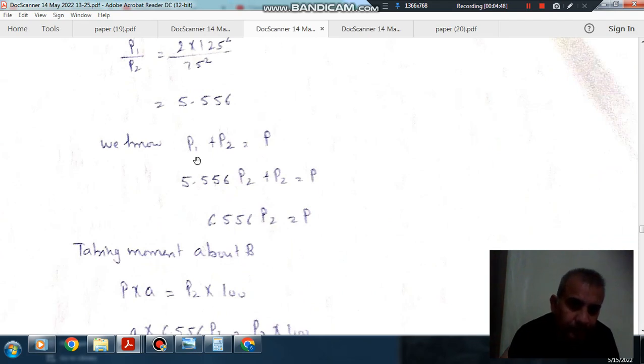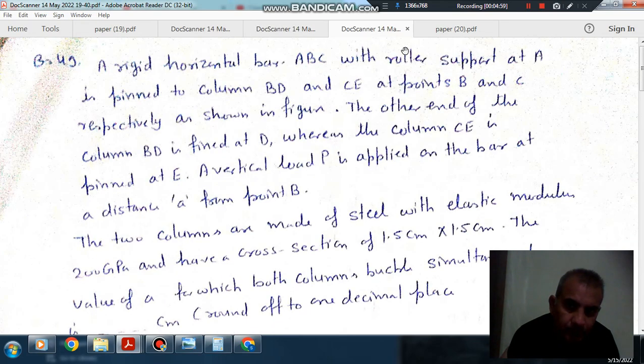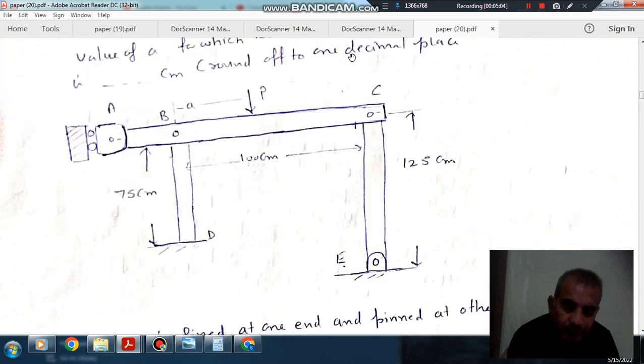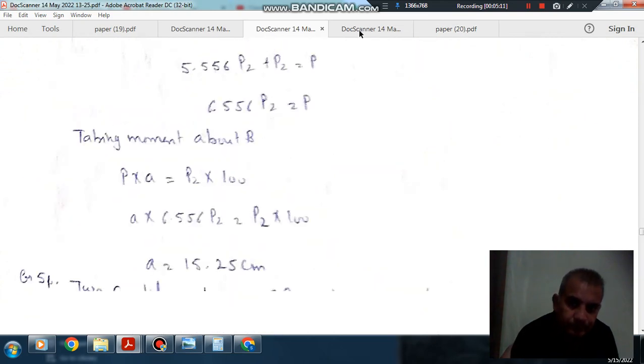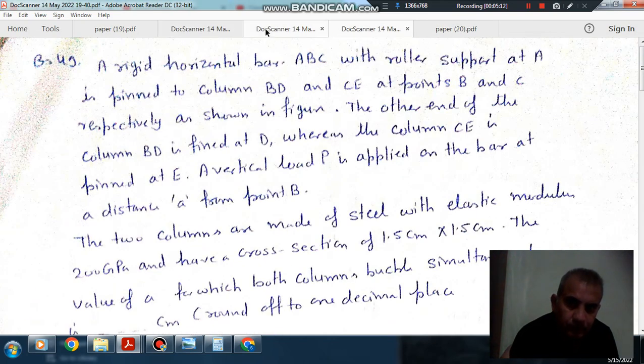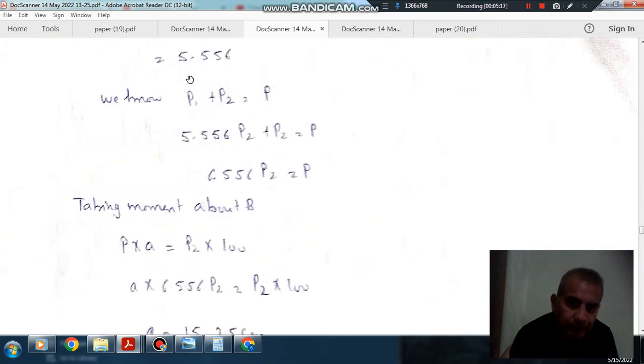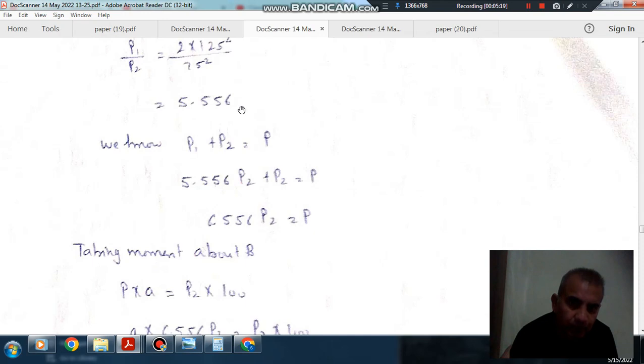Okay. And we know that P1 plus P2 is your total P, because P1 is causing buckling in BD and P2 is causing buckling in the second column, that is CE. Okay, so P1 and P2 should be equal to P, and the ratio we have found out, that is 5.556.